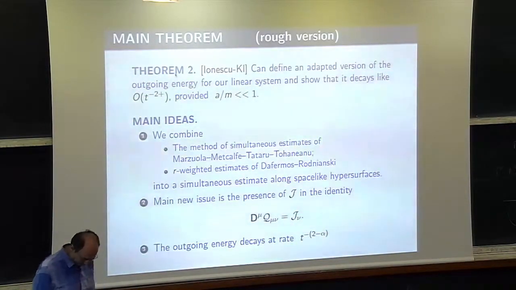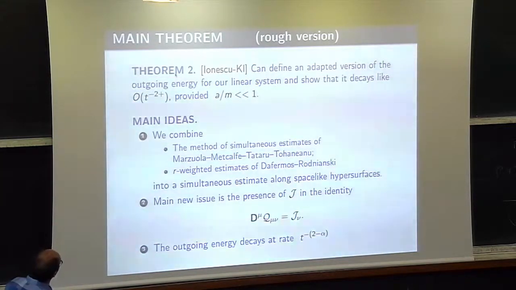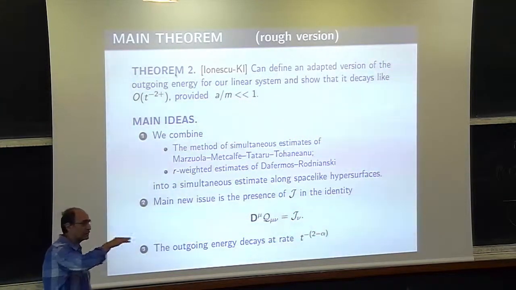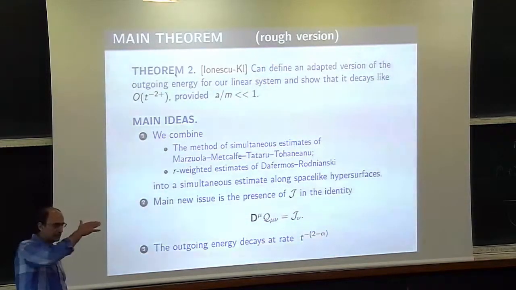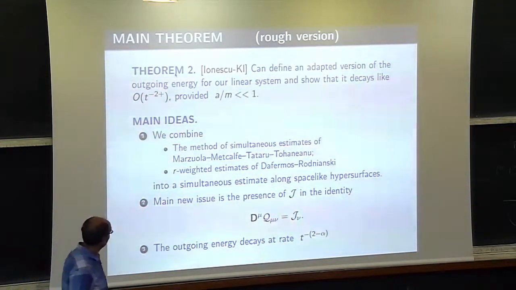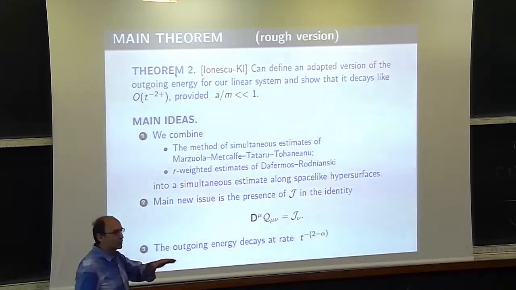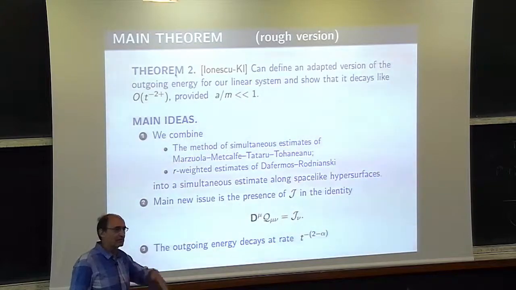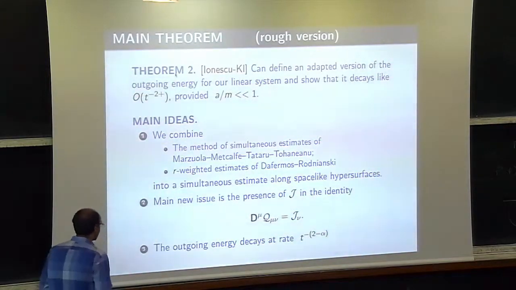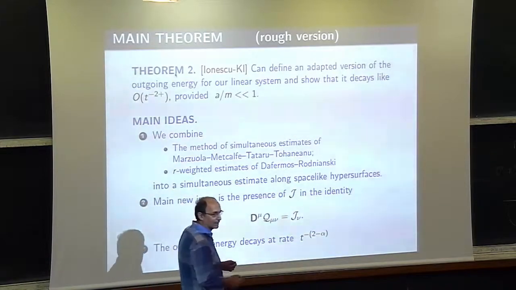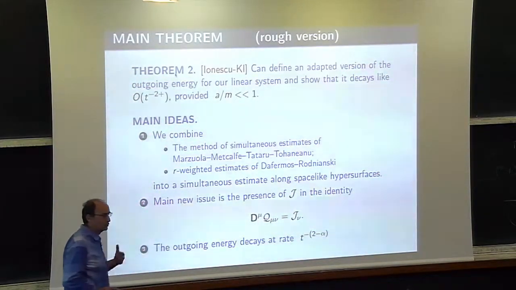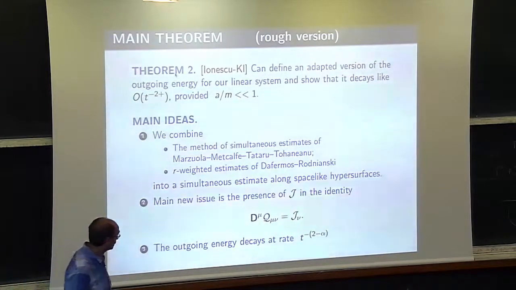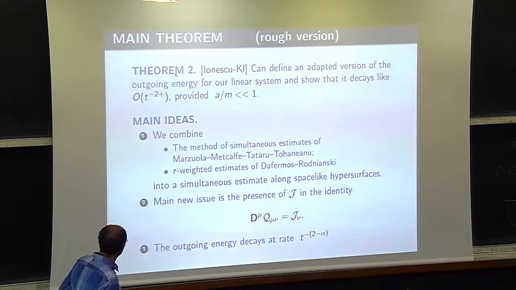All right, so this is theorem number 2. Theorem number 2: you can define an adapted version of the outgoing energy on sigma t. So unlike Dafermos-Rodnianski, who go to null, you do it on space-like hypersurfaces directly. This is, by the way, not so important, just a technical thing, which you might or might not like. The important thing is that you can do all your estimates in a way which is consistent with these new linearized equations. In other words, you deal with the problem of the source.